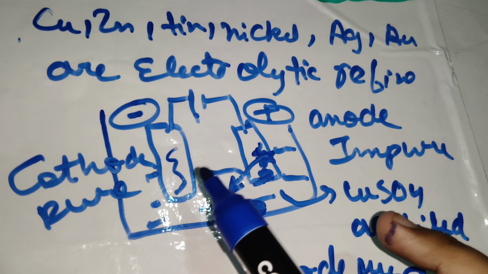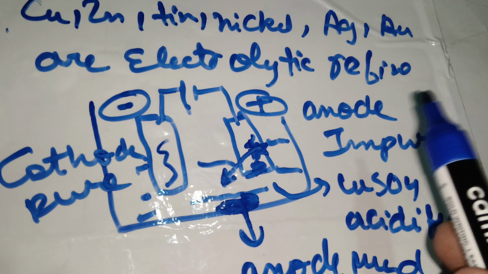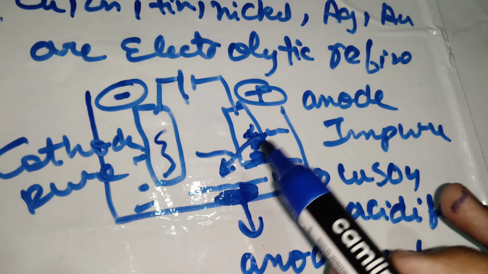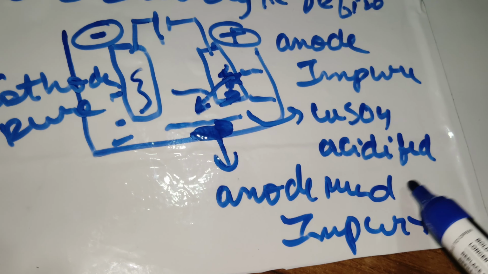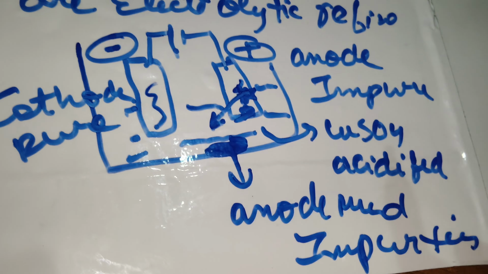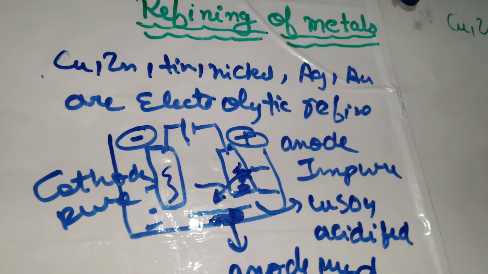Basically, we apply the pure sample to the cathode and the impure sample to the anode, and we supply the electricity. Then the impurities collect in the solution as anode mud, and the pure metal gets deposited at the cathode. So this is how we can do the refining of metal.